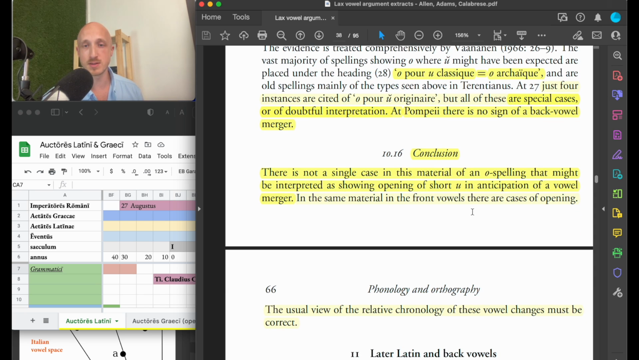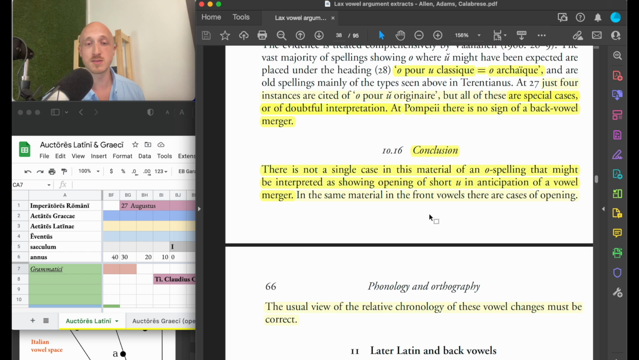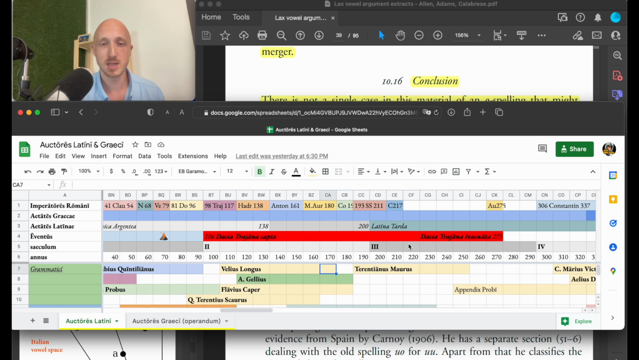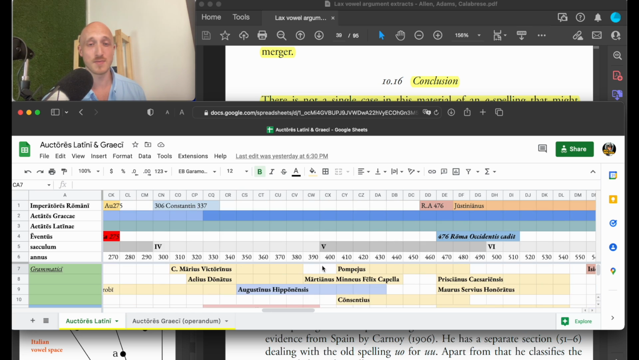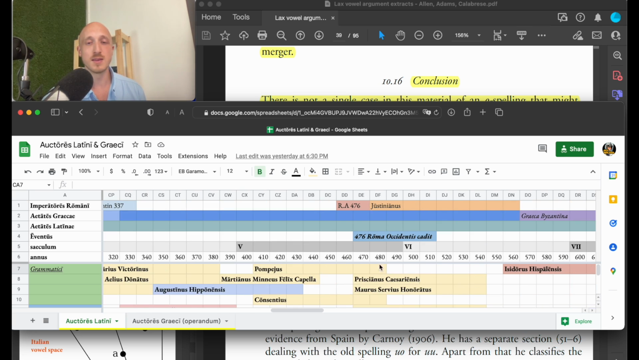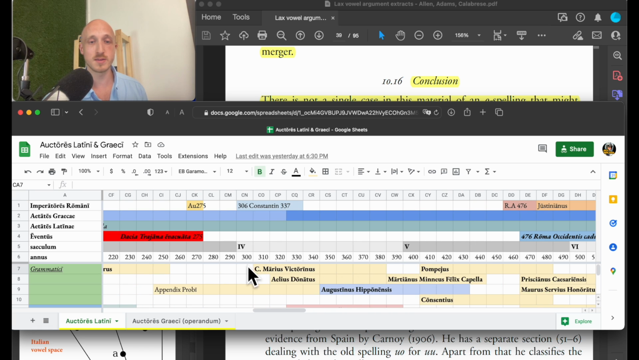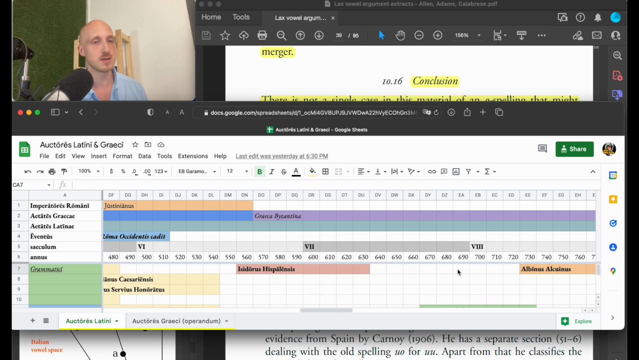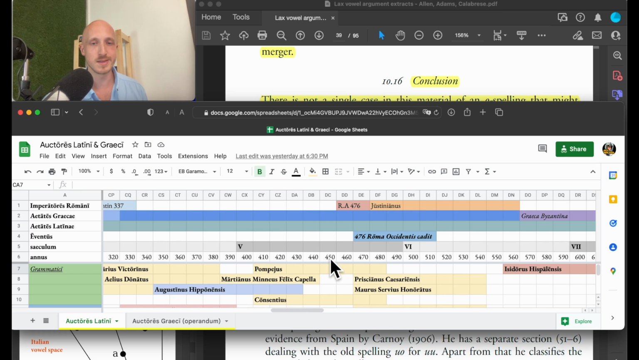In the same material, in the front vowels, there are cases of opening. The usual view of the relative chronology of these vowel changes must be correct. So to look on our timeline, we expect after the 5th century this vowel change of the back vowels to take place. We'll see later that the au diphthong was quite persistent. So before the end of the Western Roman Empire, we have the I to E becoming a generalized phenomenon, but not the O to U, at least not till the very end, at the earliest.